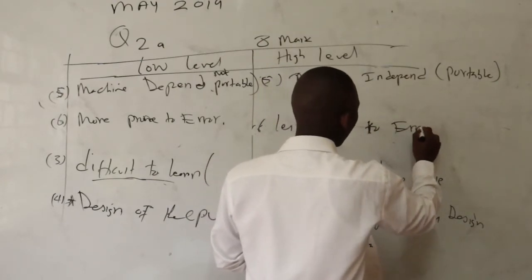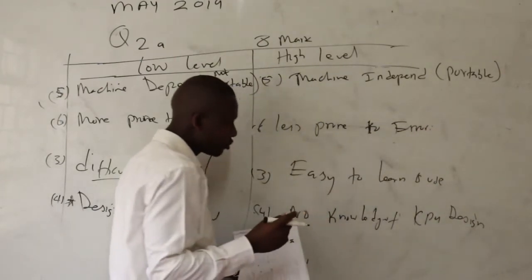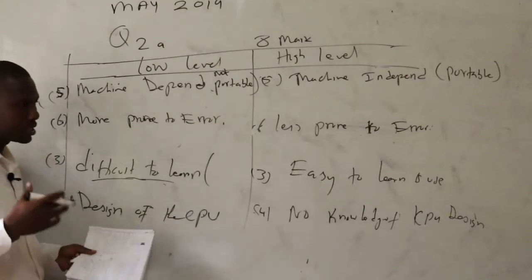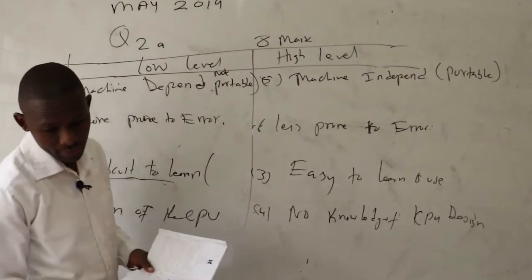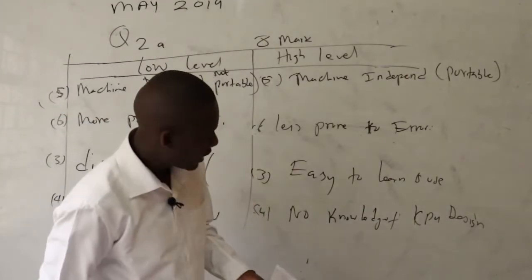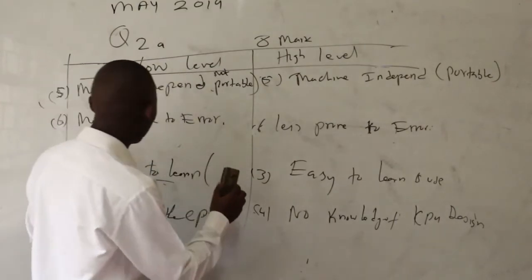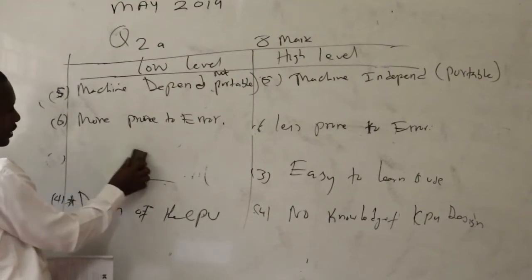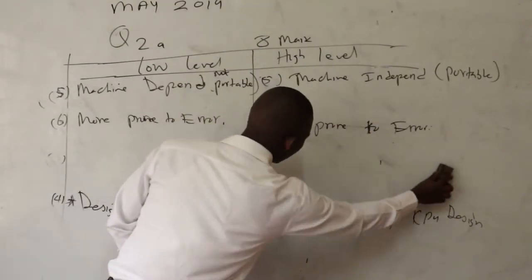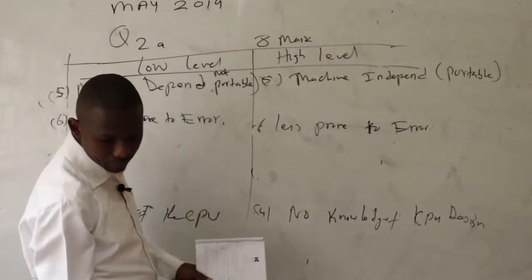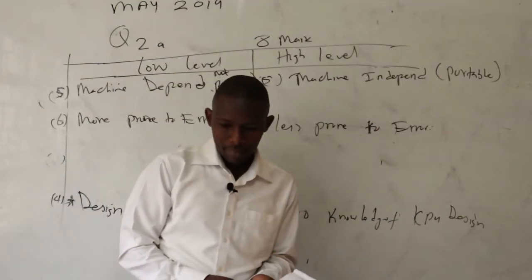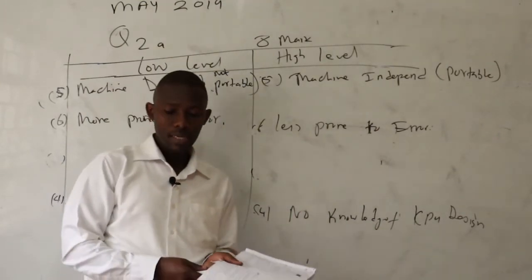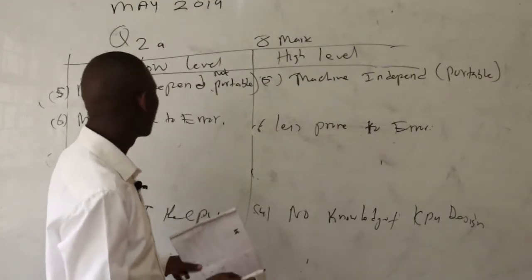Because here the programmer uses a language that is close to his normal language, English-like language. Hence, he can cause very few errors as compared to low-level languages. Then another feature, number 7, we can say that debugging and maintenance in low level is difficult.